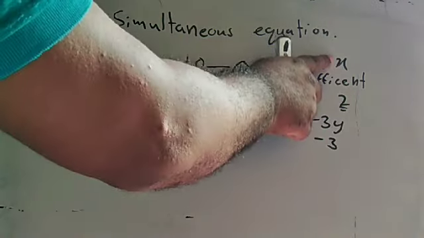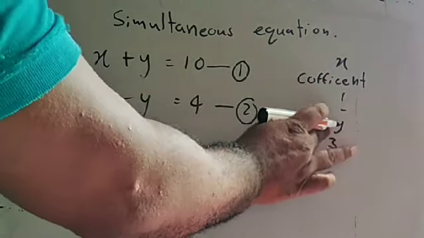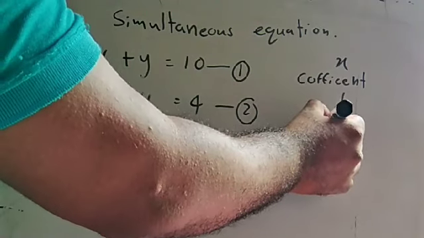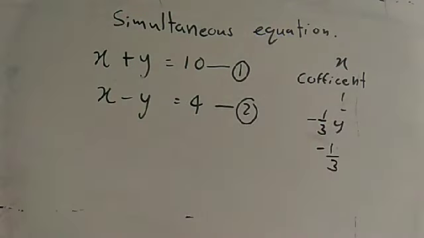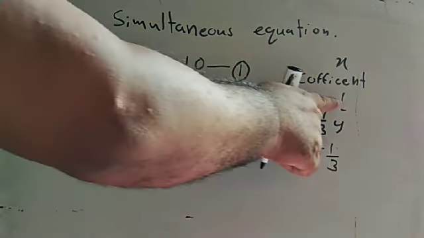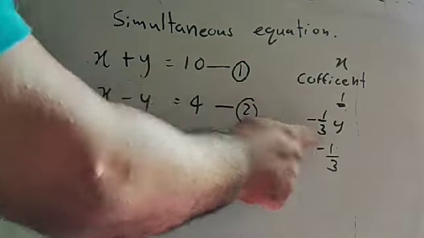Then only x is there. The coefficient is plus 1. Right. Only minus 1/3 y. The coefficient of y is minus 1/3. Understand?